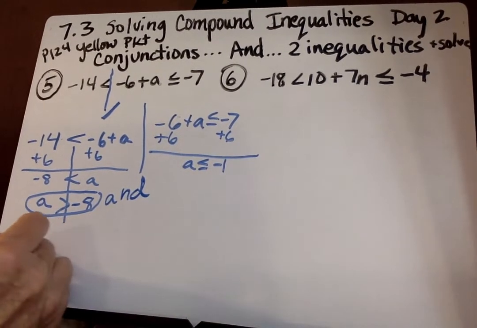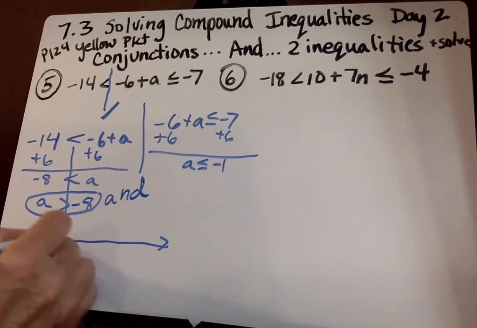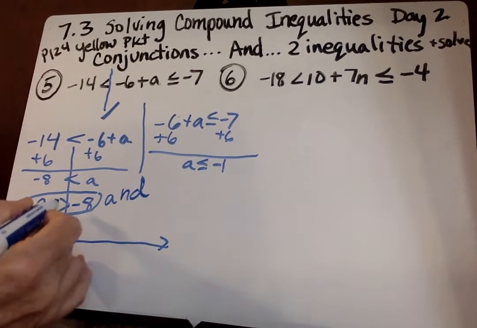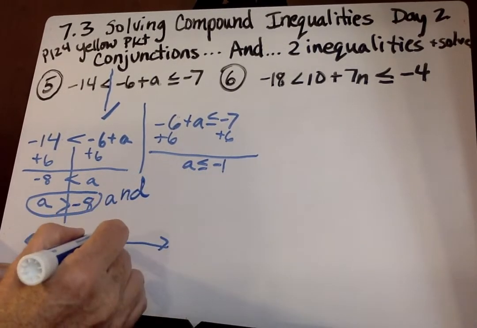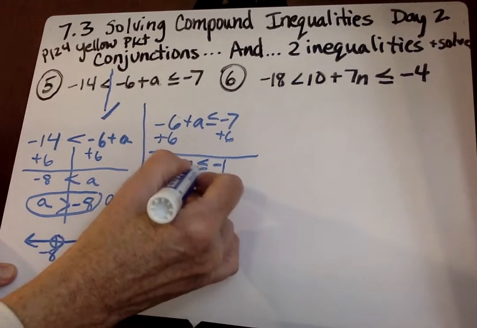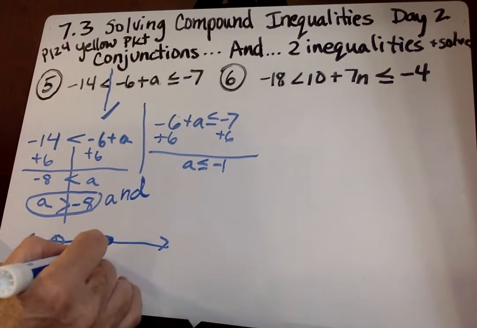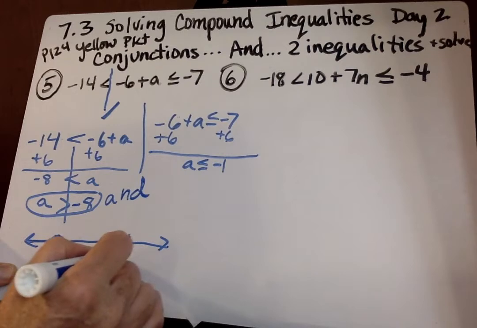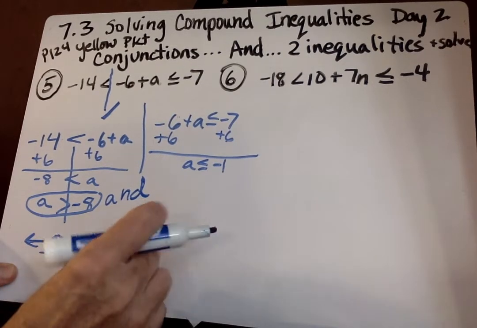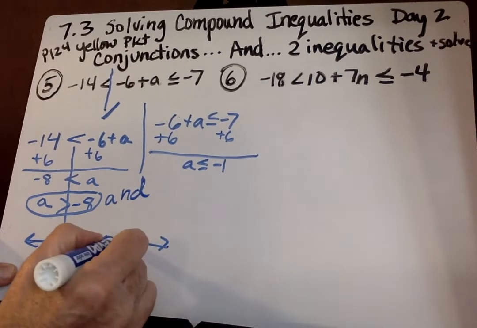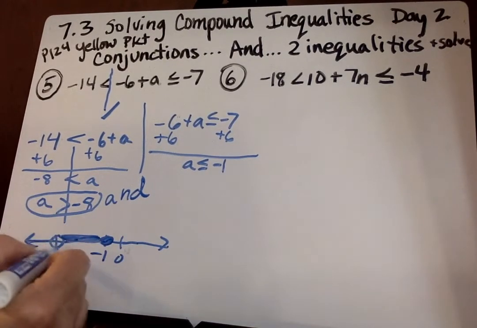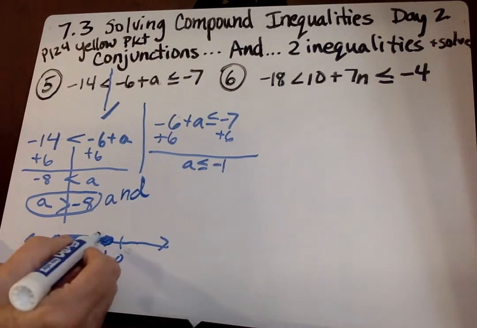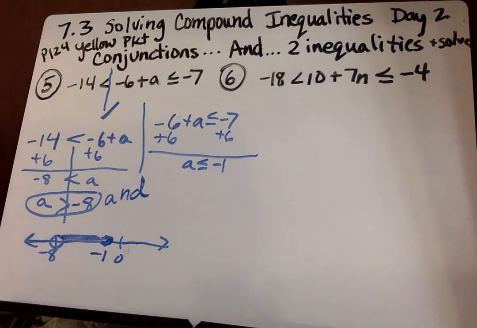So if it's greater than negative 8, here's my number line, negative 8. Okay, less than here means this is going to be an open dot, all the way up to negative 1. This is or equal to, so that'll be a closed dot at negative 1. And then we have 0 right here. Should put 0 a little bit closer there. Then it'll be shaded in between. So a is greater than negative 8 and a is less than or equal to negative 1. Okay? And we're done. Oh, we need to do the interval.